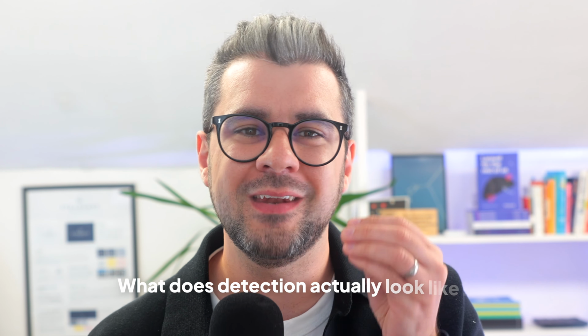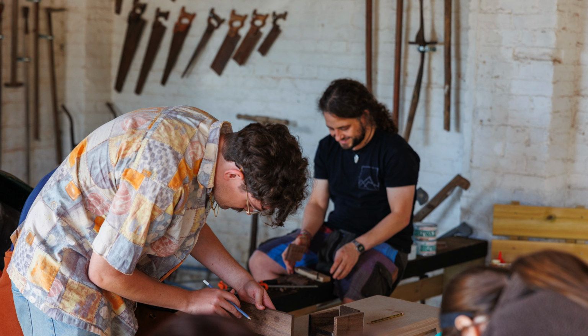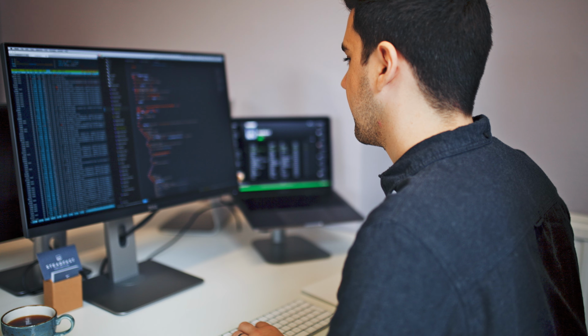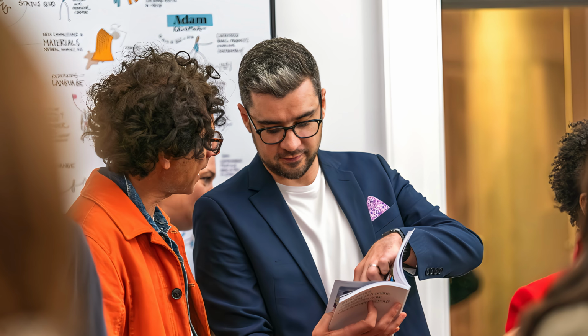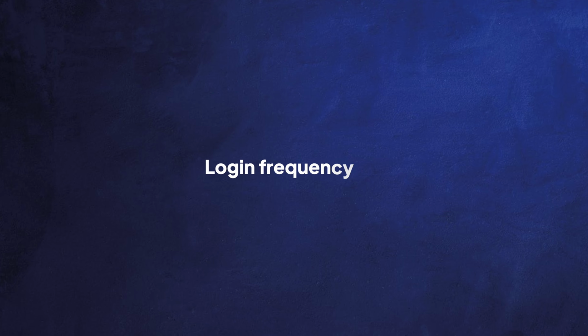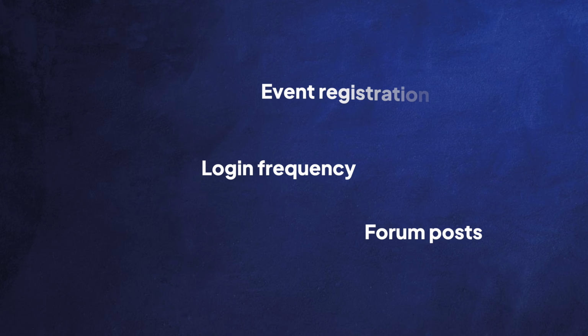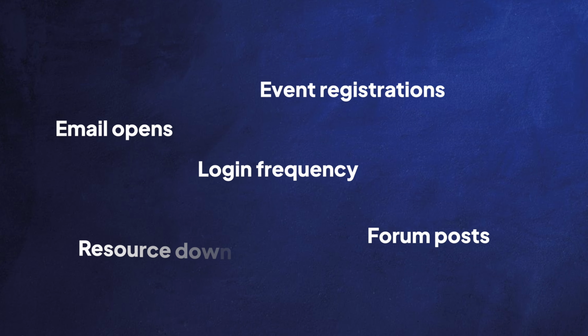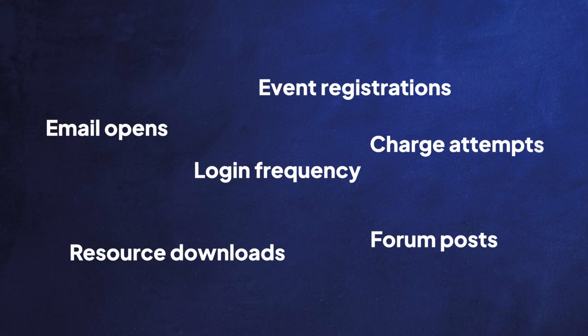So what does detection actually look like? Well, it's just pattern recognition applied to data that you're already collecting. Every membership platform we build at Steadfast Collective, whether it's built on Laravel, integrated with Stripe, or whatever the stack is, is generating a steady stream of signals. You see login frequency, forum posts, event registrations, email opens, resource downloads, charge attempts. A traditional dashboard will give you an average of all of those things and will give you some numbers. An aware system does something different.